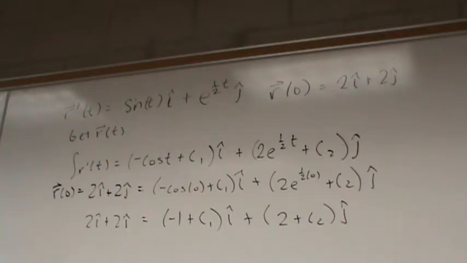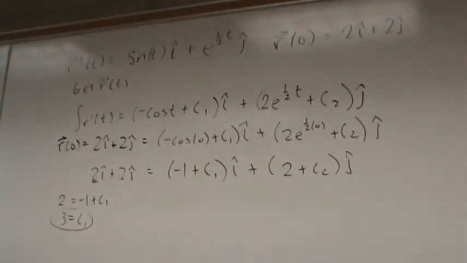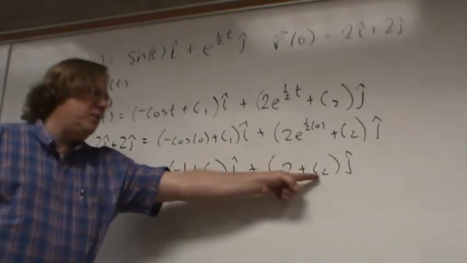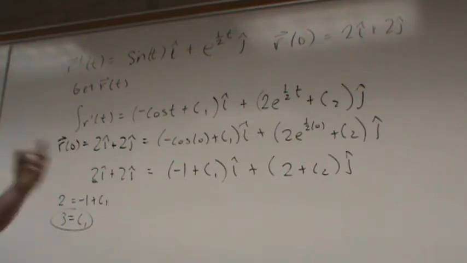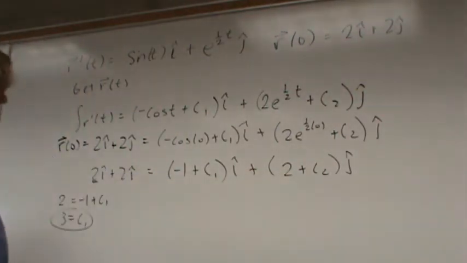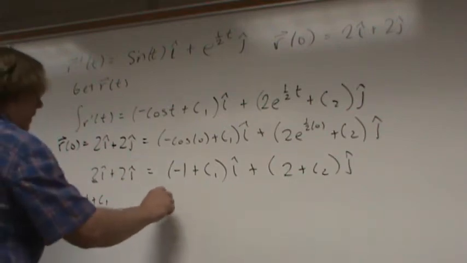So what should C1 be? 3. Yeah, 3. You can get it just by looking. Or if you need to make sure that 2 equals negative 1 plus C1, and so 3 equals C1, if you have to go through that process, that's fine as well. However you slice it, you should end up with C1 equaling 3. What should C2 be? Hopefully you're getting 0, because 2 has to equal 2 plus C2. So I get C2 equals 0. And so you get your final answer.